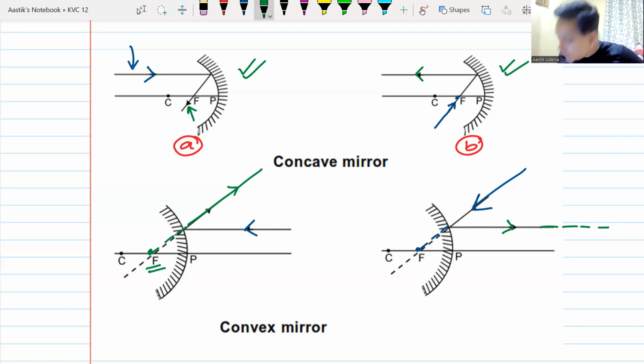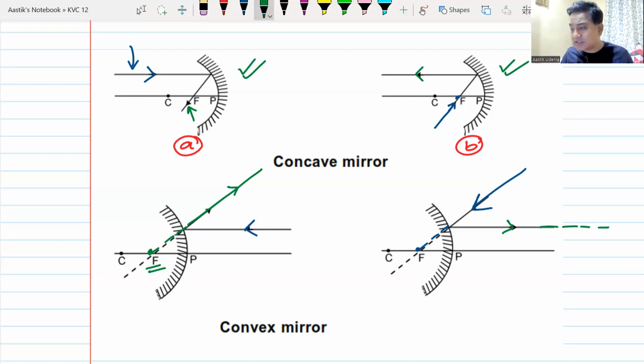Once you draw this diagram, then I will give you the definition of the principal focus of a concave mirror and a convex mirror. Just draw these diagrams, whatever best you can draw.